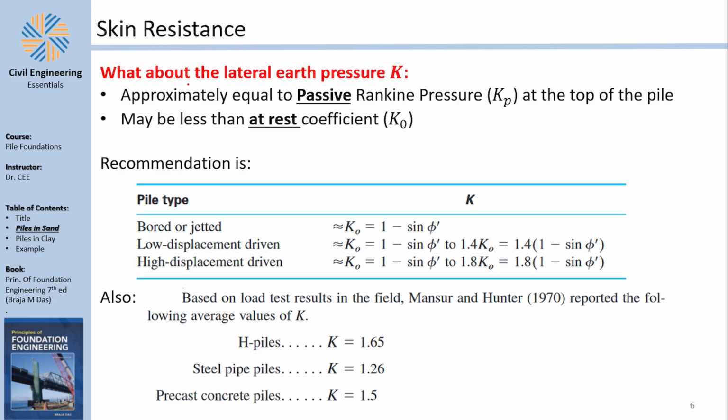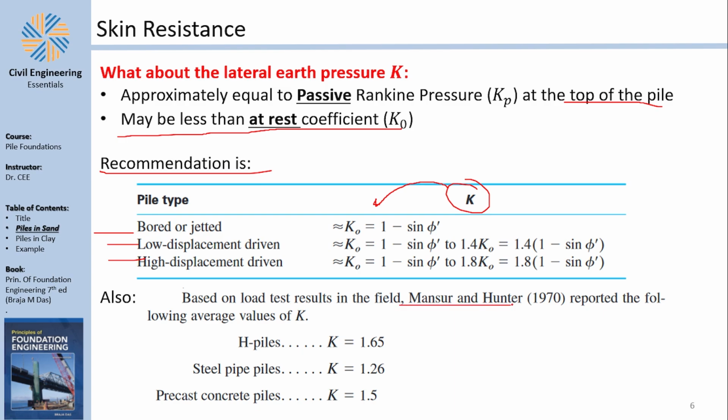How can I find the lateral earth pressure K? Braja M. Das's book says basically that the K factor changes from position to position on the pile. It's approximately equal to the passive Rankine pressure at the top of the pile and becomes a little bit less than the coefficient at rest at the bottom. The recommendation here is to use those equations for the K value. And you can see that the K value is assumed to be approximately at rest for a conservative approximation.